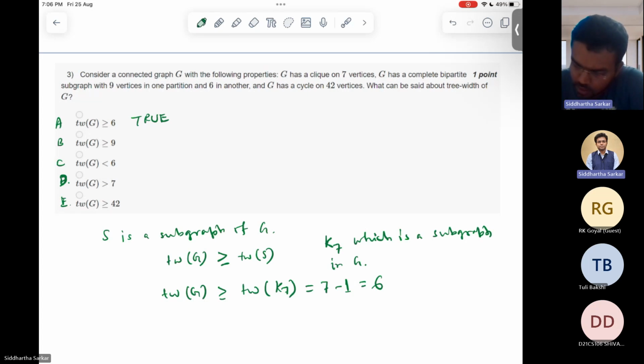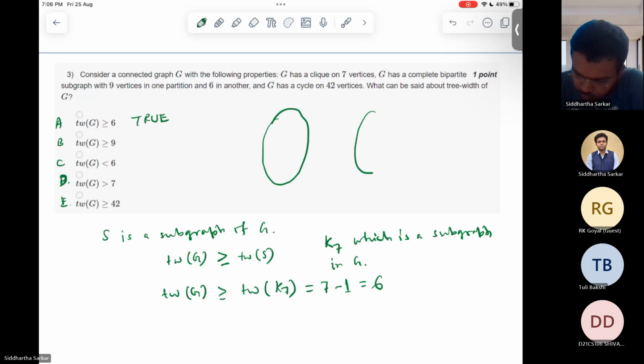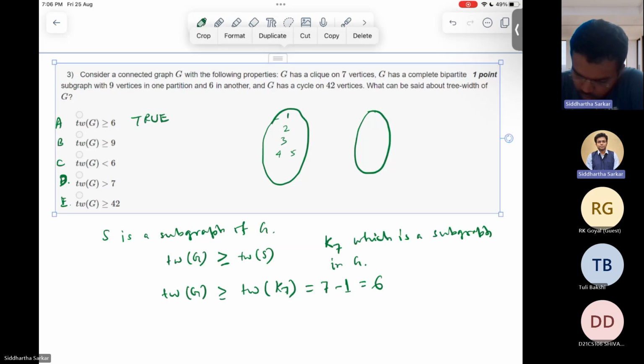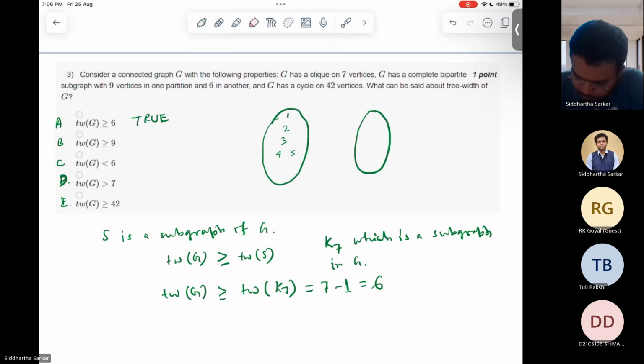So we have to look at the next attribute that this graph has. The graph has a complete bipartite subgraph with 9 vertices in one partition and 6 in the other. So let us say 9 vertices in this direction. Okay, so I have to make a larger circle. And how is it possible that the graph is a complete bipartite graph as well as having a clique of size 7?